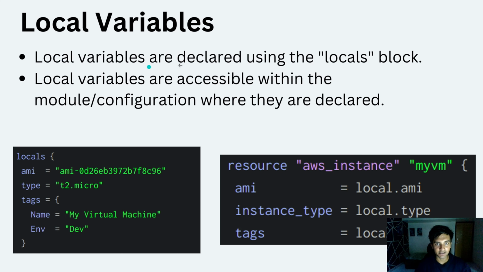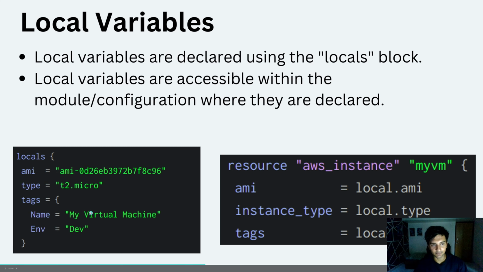Local variables are declared using the locals block. As you can see here, this is a local variable defined using a locals block having some values, but these values are only accessible within the module or the configuration where they are declared. You cannot use these variables outside the module, but you can use them inside their own configuration. As you can see here, we are creating a resource and using the values from this locals block. Similar to this is the variable block.